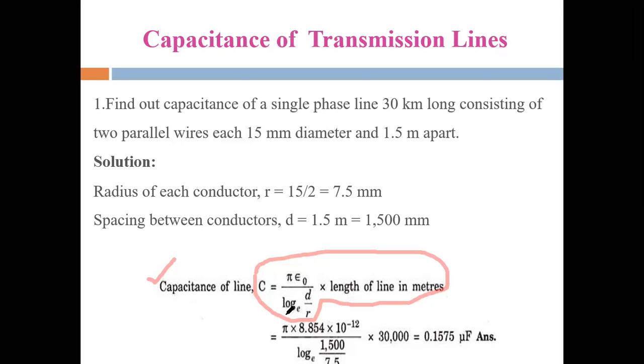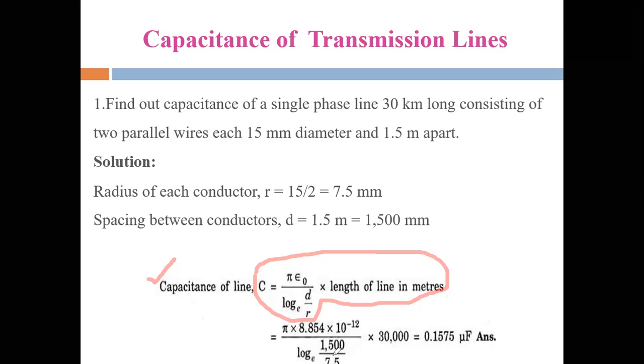Therefore substitute epsilon naught, the constant value, 8.854 into 10 power minus 12, divided by log of D by R. D is the spacing between the conductors and R is the radius of the conductor. What is D? That is 1.5 meters, that is 1500 mm.